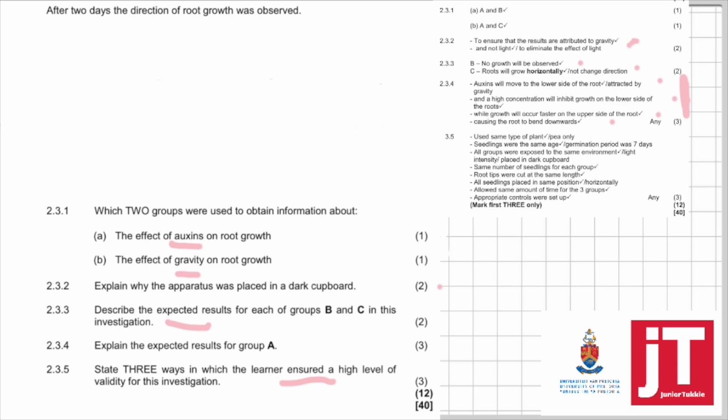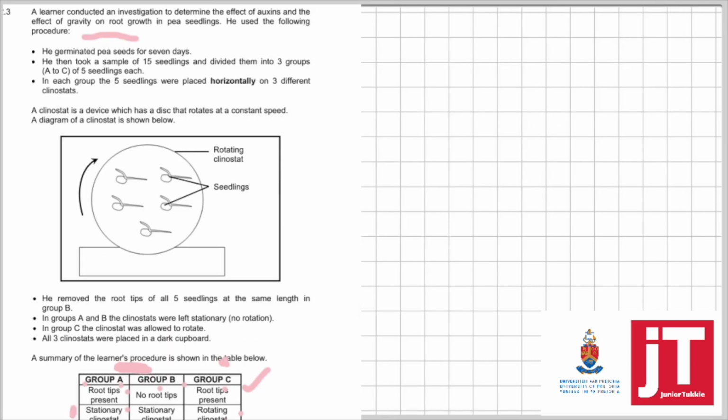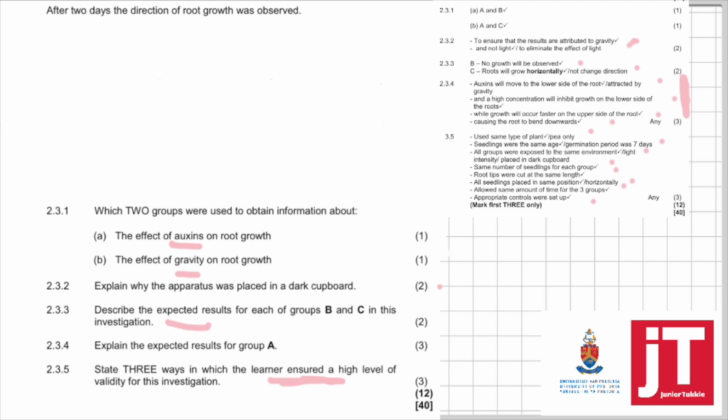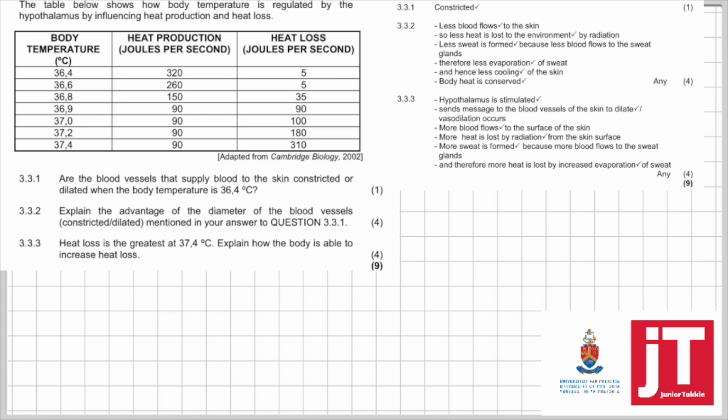And if you remember, he used the same type of pea only. The seedlings were the same age, or they were germinated for 7 days. All the groups were exposed to the same light or environment, or light intensity, or they were placed in the dark cupboard. It was the same number of seedlings for each group. The root tips were cut at the same length. All the seedlings were placed horizontally. They allowed the same amount of time for the 3 groups, and appropriate controls were set up. So you remember, only 3 they want. And it was ensured, meaning you go back to the passage and you read which 3 allows them to ensure validity, the learner.